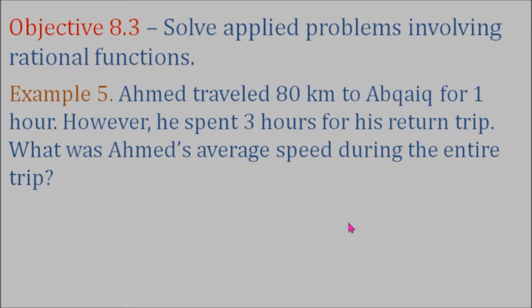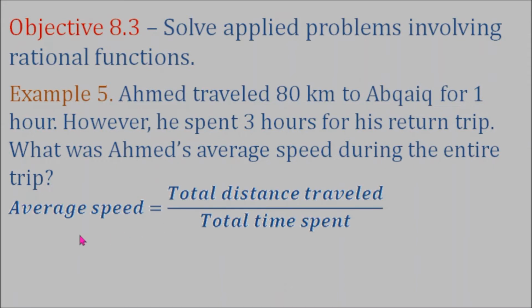Objective number 3, solve applied problems involving rational functions. Example number 5, Ahmed traveled 80 kilometers to Abqaiq for 1 hour. However, he spent 3 hours for his return trip. What was Ahmed's average speed during the entire trip? The formula in finding the average speed is total distance traveled divided by total time spent.